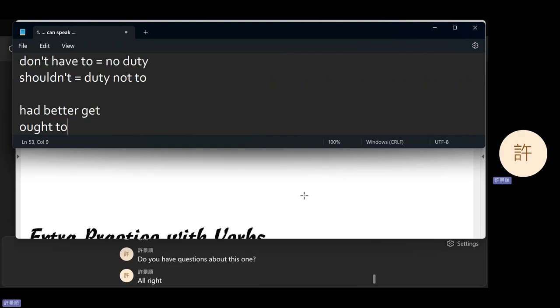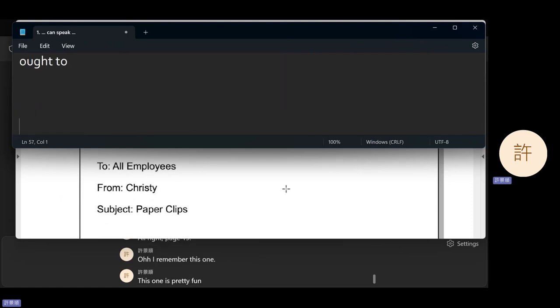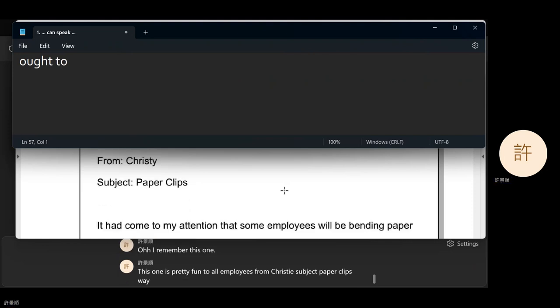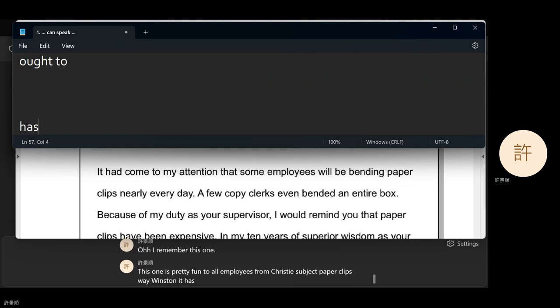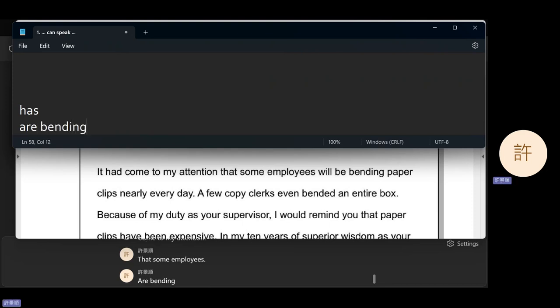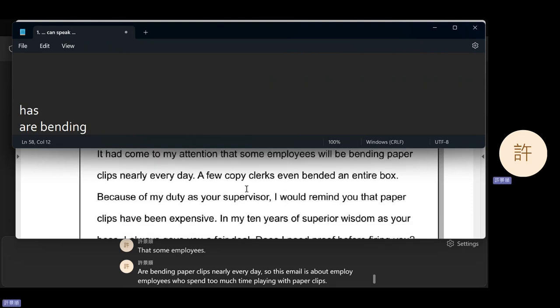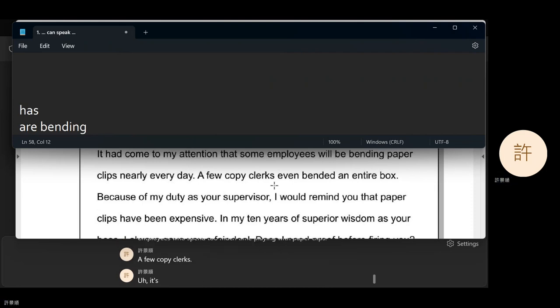All right, page 19. Oh, I remember this one. This one is pretty fun. To all employees from Christie, subject paperclips, 回文真. It has come to my attention that some employees are bending paper clips nearly every day. So this email is about employees who spend too much time playing with paper clips. A few copy clerks, 抄写员, even bent an entire box.